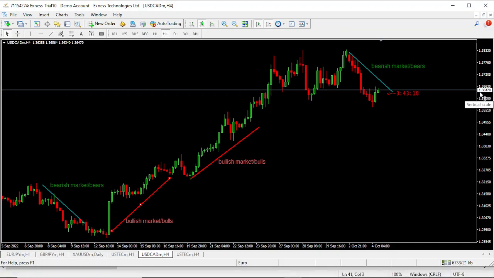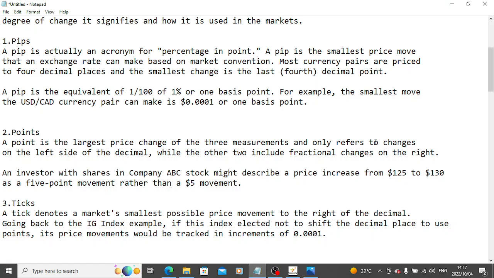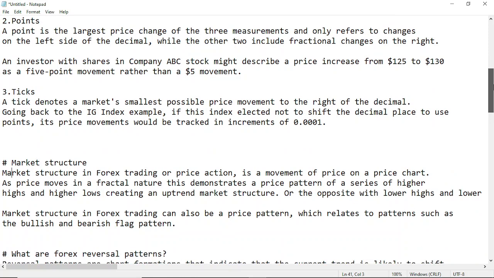The point is the number on the left hand side of a decimal. On the right hand side we have our pip and our tick, and then on the left hand side we have our point. That means the ticks and the pips are the ones that add up to make up 1 point. The point is the biggest movement, and the tick and the pip are the smallest movement on the right of the decimal. Okay, and then we're moving on to market structure.